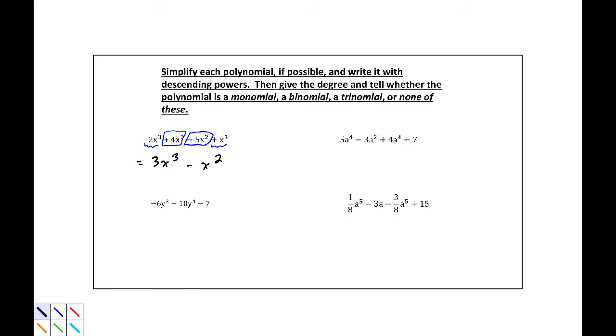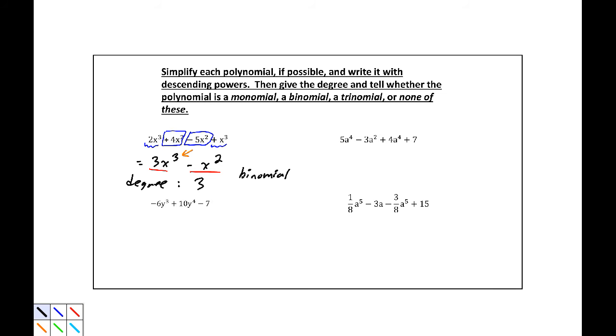That's in descending order. So now I can say that the degree is 3, because the highest exponent I have is 3. And this polynomial is a binomial. It's a binomial because it has two terms.